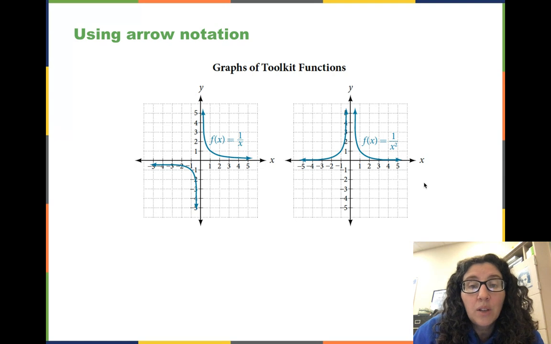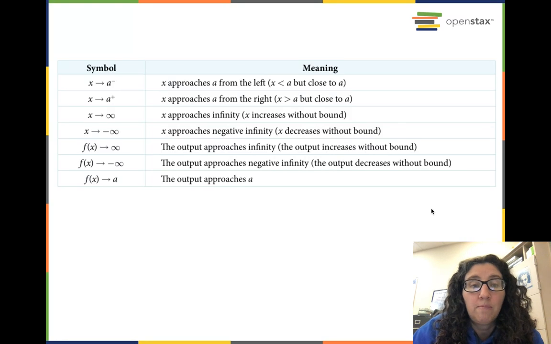But until then, let's think about mathematically how we can describe what I called shooting up or shooting down, or getting close to the x-axis. We're going to have to use arrow notation. So let's just review this. We have some symbols. We say x approaches a, and then we have either a plus or minus as a little exponent. This means approaching a from the left. This means approaching a from the right.